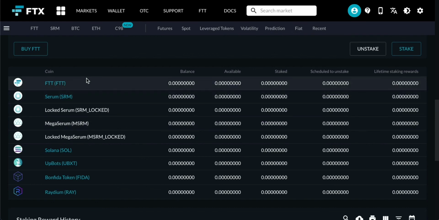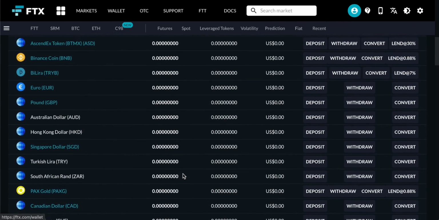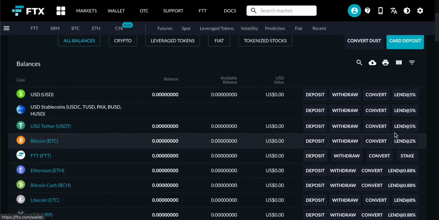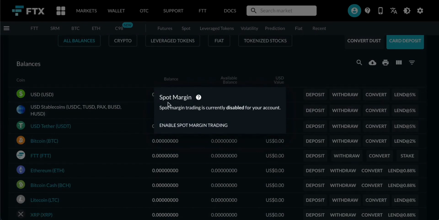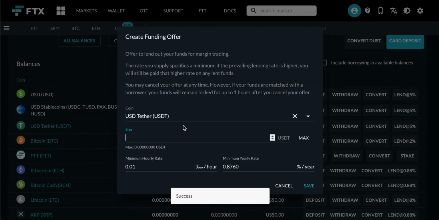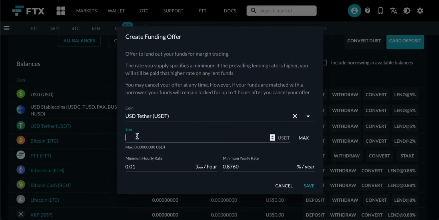Lending is something that you may want to do though. So we're going to come back to wallet. And if you have US dollar Tether or some stable coins on account, then lending them out at a 5% yield may be something that you want to do. If you press lend, you can see you'll have to enable spot margin trading. So let's just enable that right now. We'll enable spot margin trading, and then it takes us through to this. So what we can do is choose the coin that we want to lend out and then choose how much that we want to lend.